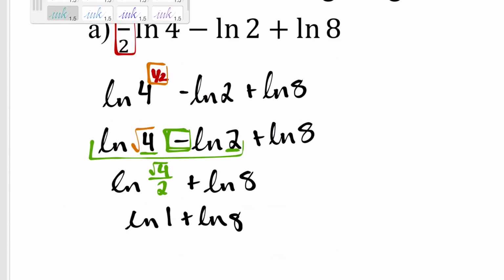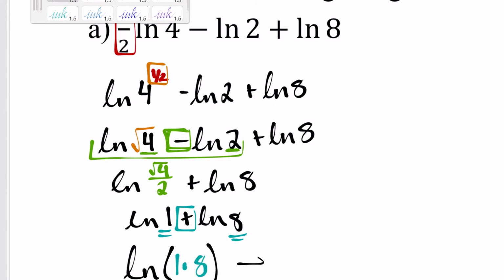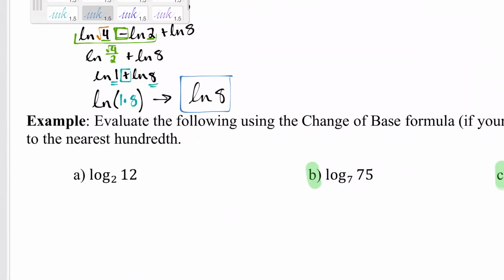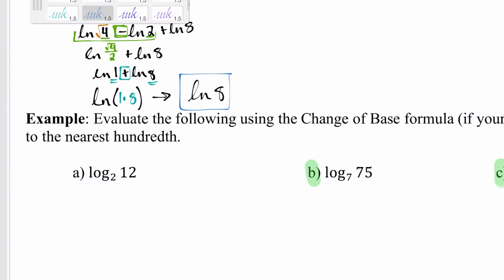So then my last step is to combine these last two. They're adding together, which means my 1 and my 8 are going to be multiplying inside of the log together. And 1 times 8 is just going to give me 8, so my single logarithm is a natural log of 8. And we're done. The last one, they want us to evaluate using the change of base formula.